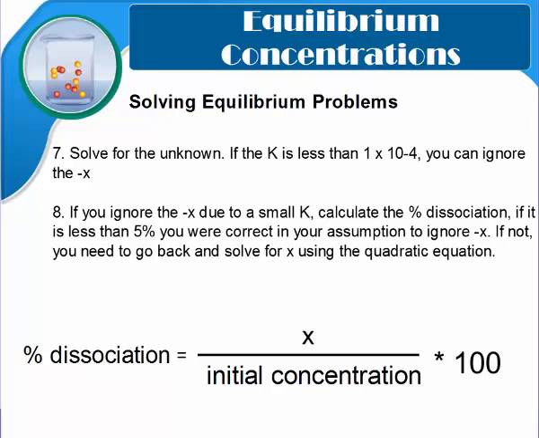So after you solve for x, if you ignored x due to the small K, you have to calculate the percent dissociation. If it was less than 5%, then you were correct in your assumption to ignore x. If not, you have to go back and solve for x using the quadratic equation. So percent dissociation is whatever you calculate x to be over the initial concentration you had times 100.